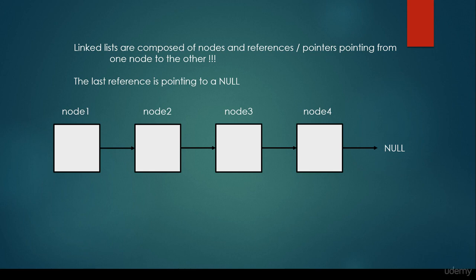So in this situation, the first node is the node 1. It is pointing to the node 2, it is pointing to the node 3, it is pointing to the node 4, and the node 4 is the last node because it is pointing to a null.